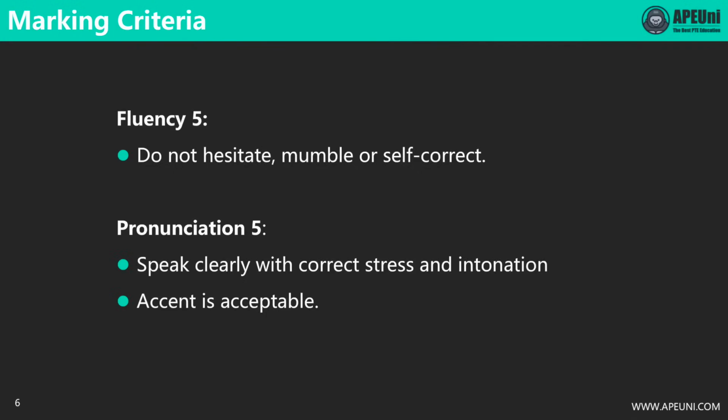For fluency and pronunciation, the full mark is 5 points each. To get a high score in fluency, you should not hesitate, mumble, or self-correct. A lot of students make this mistake when they're speaking and thinking of the words they heard at the same time. For example, you may hear a long sentence in the recording, and halfway, your memory of the later half of the sentence becomes vague, and you start, "it is..." This will get you heavily penalized in fluency.